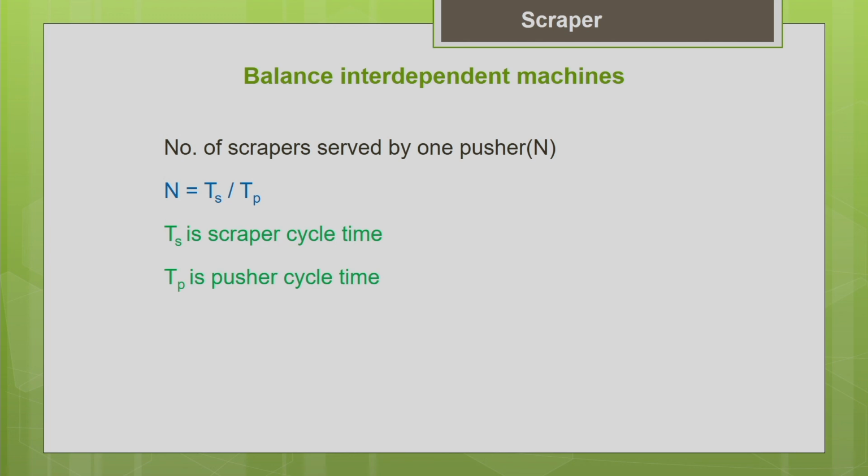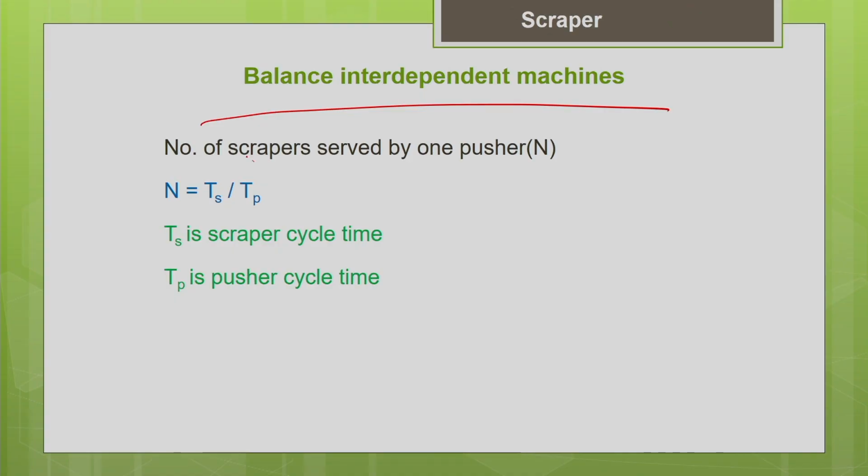Another important thing, as I mentioned earlier, we need to balance the interdependent machines. Your scraper and pusher are interdependent machines, they work together. So we have to balance them. We have to choose the correct number of scrapers and pushers so that one need not wait for the other, okay. So we have to reduce the waiting time of the machines so that we can reduce the cycle time, increase the productivity and reduce the production cost, okay.